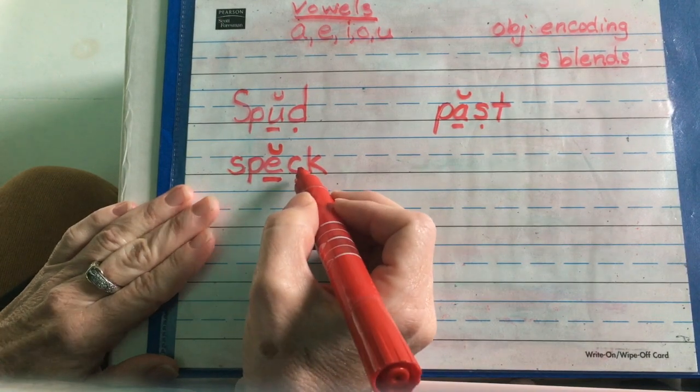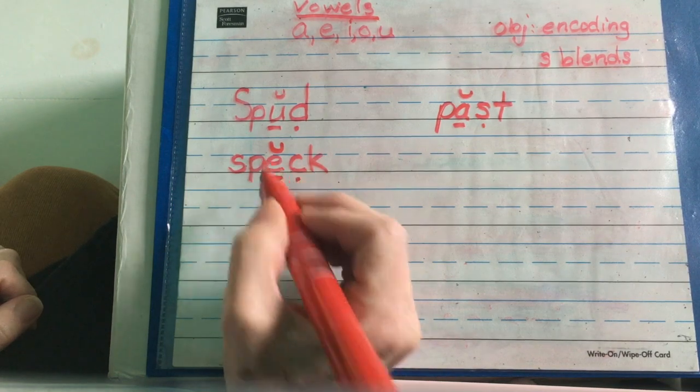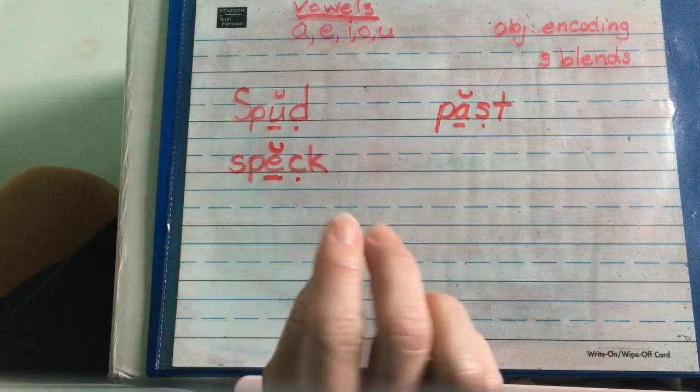We never end in English, very rarely, with a C, we like CK. It protects the vowel and keeps it short. Let's go on to the next word. It's the word spell.